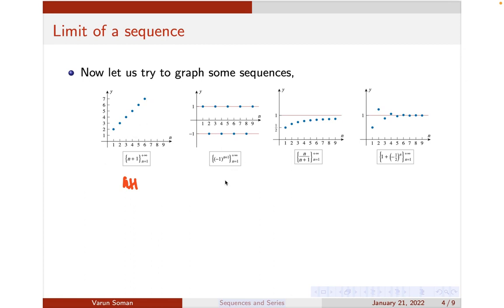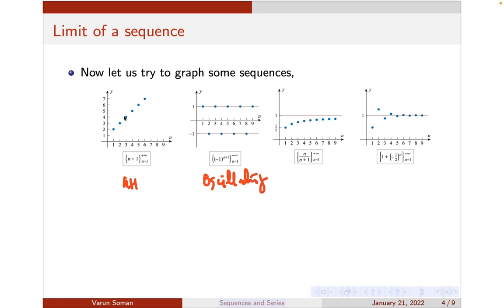And if you look at this sequence here, minus 1 raised to n plus 1, you can say that for 1 I am getting the value as minus 1, for 2 I am getting the value as 1, for 3 I am getting minus 1, for 4 I am getting 1. So basically you can see that this sequence is oscillating between positive and negative values.